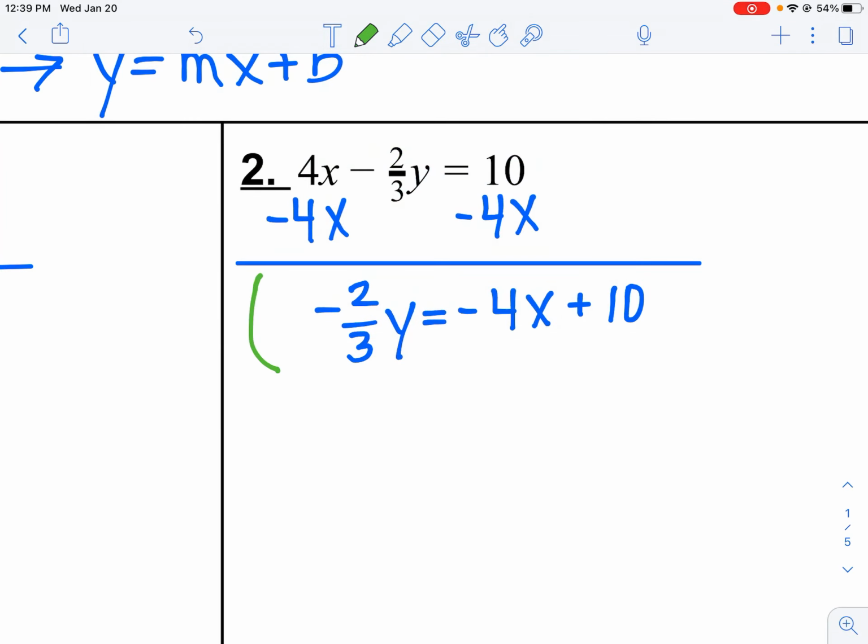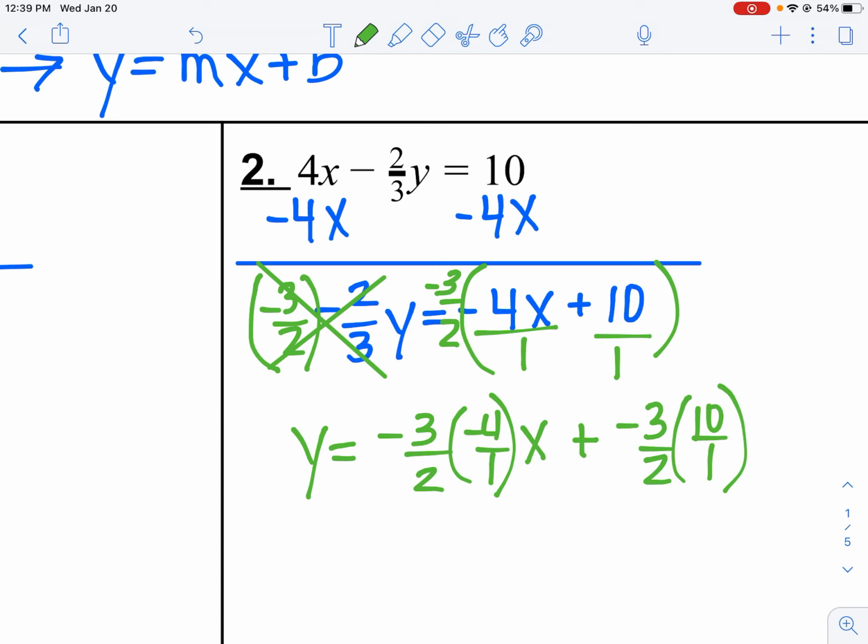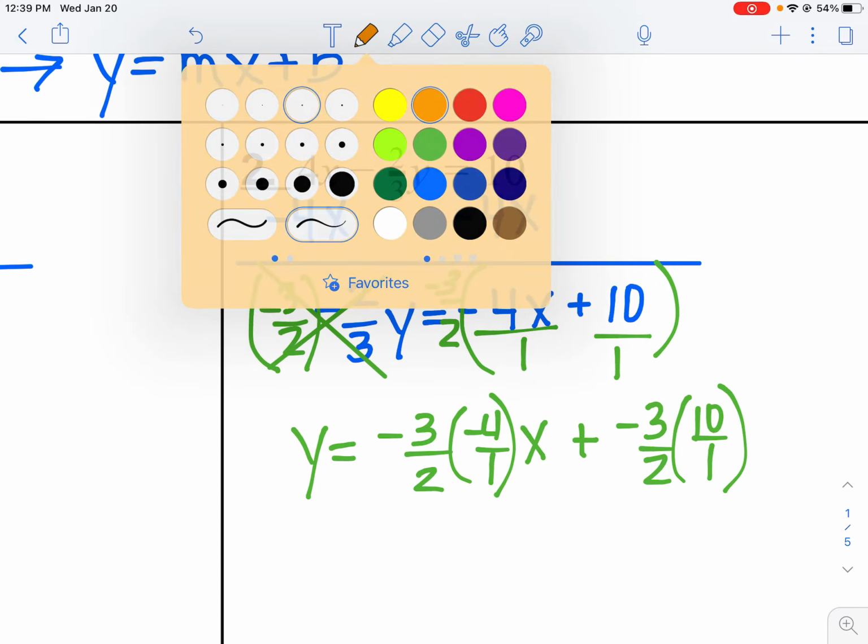When we want to clear a fraction, we multiply by its reciprocal. So everything is going to be multiplied by -3 over 2. This allows these terms to go to 1, which leaves y. And we can place these over 1 so that we can easily say, -3 over 2 times -4 over 1 still has the x attached, plus -3 over 2 times 10 over 1. And then I would go back and simplify more.